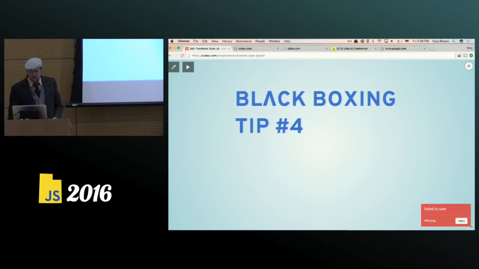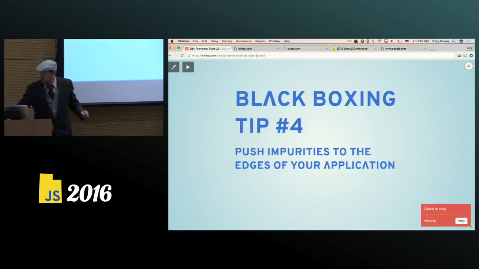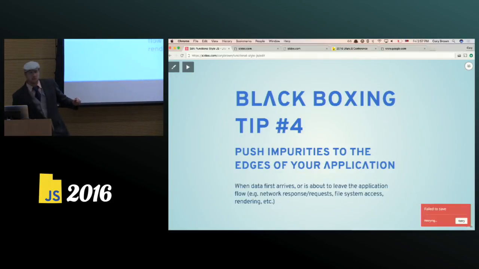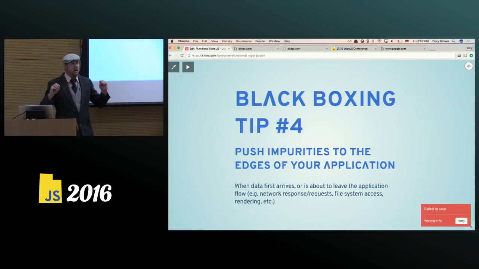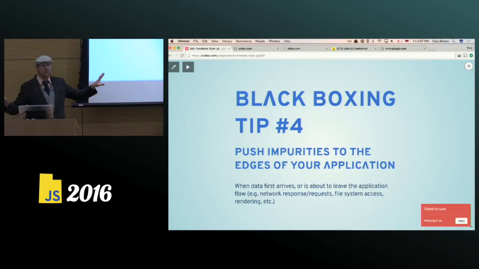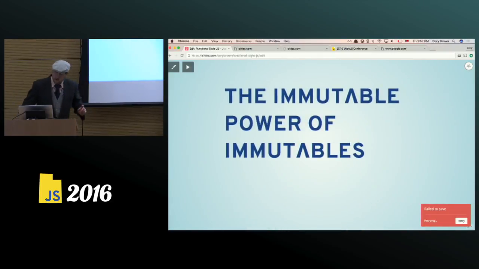So sometimes it's not avoidable. What you want to do, though, is push impurities out to the edges of your application. That means when you do network requests or write to disk or render to screen, these are the edges of your application. That's where you want to manage your state, manage your impurity at those edges. Eric Elliott has a nice thing about that too.